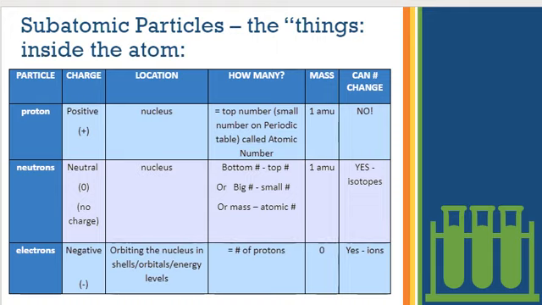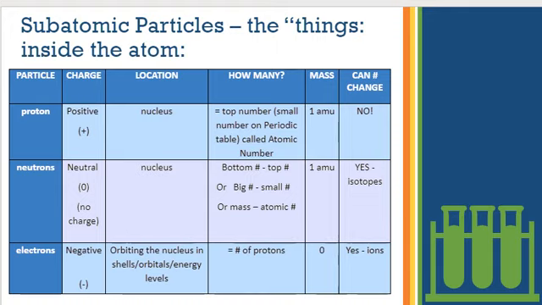As we sum things up, if we talk about the subatomic particles, or those things inside the atom, protons have a positive charge. They're found in the nucleus. If we want to find out how many protons an atom has, we look at that top, small number on the periodic table, called the atomic number. Protons have a mass of 1 AMU, which stands for atomic mass unit, and the number of protons can never ever change. Neutrons have a neutral or no charge.